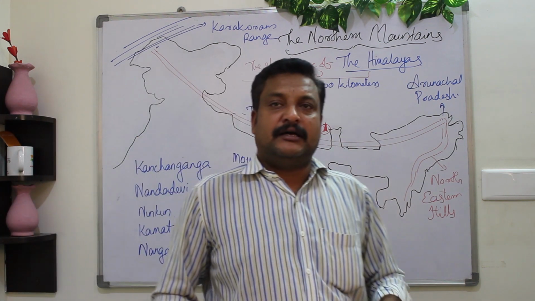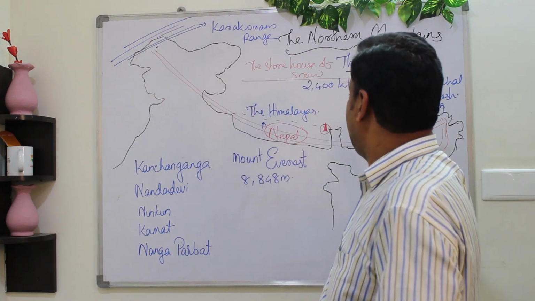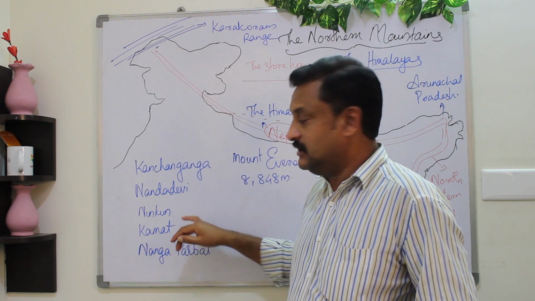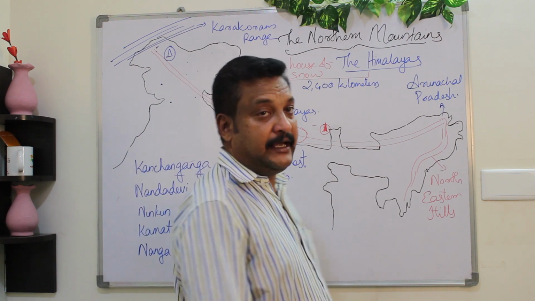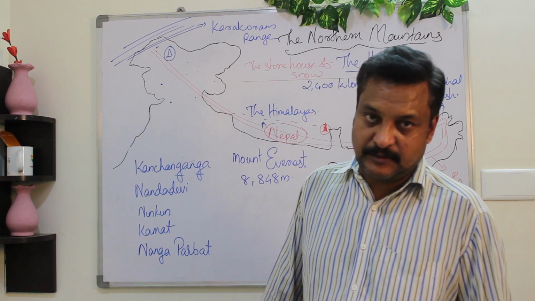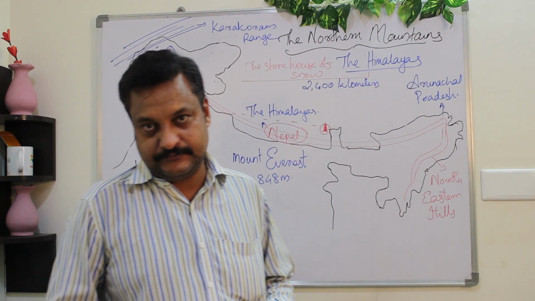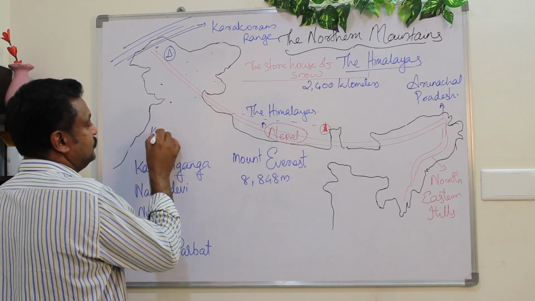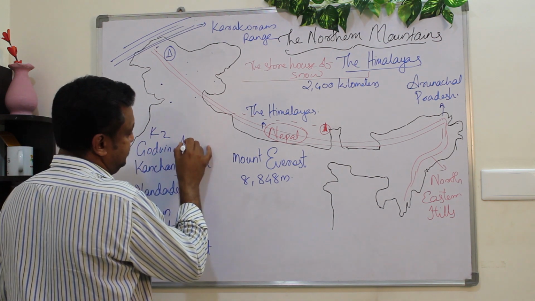Okay, some other high peaks in the range of the Himalayas are Kanchenjunga, Nanda Devi, Nanga Parbat, Kamet and Nangapur. There is another one, which is the highest peak in India. The highest peak in India is actually known as K2, and its other name is Godwin Austen.